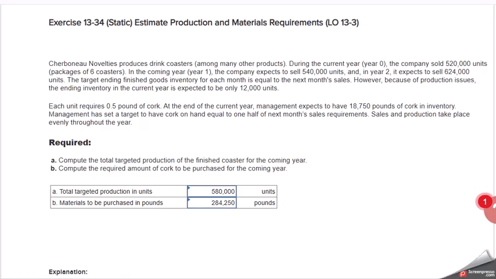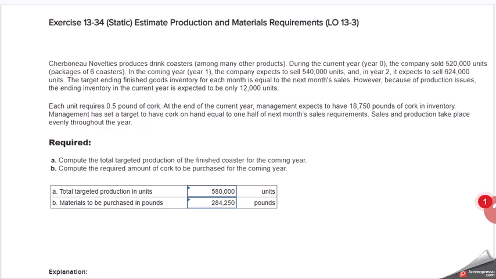Each unit requires a half a pound of cork, and at the end of the current year, management expects to have 18,750 pounds of cork in their inventory, and they have set a target to have cork on hand equal to 1/2 of the next month's sales requirements. Sales and productions take place evenly throughout the year. So compute the targeted production of the finished coaster for the upcoming year.